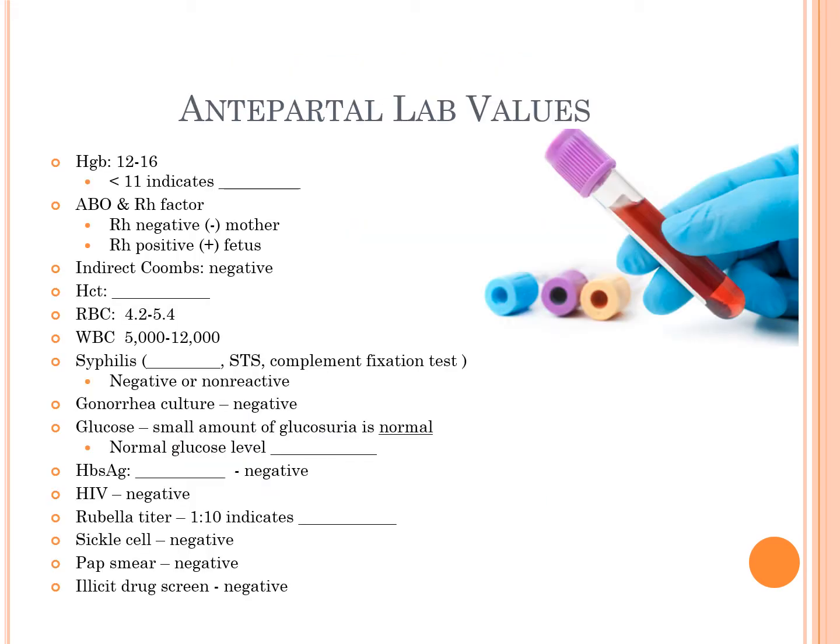So your antenatal labs, your hemoglobin in a woman who is pregnant should be 12 to 16. If it's less than 11, then usually that can indicate anemia. We're also going to look at their ABO and their RH factor. If a mom is RH negative and the baby is RH positive, then this could cause some problems for the mother, which means over time they could become sensitized, meaning she's developed antibodies against that fetus.